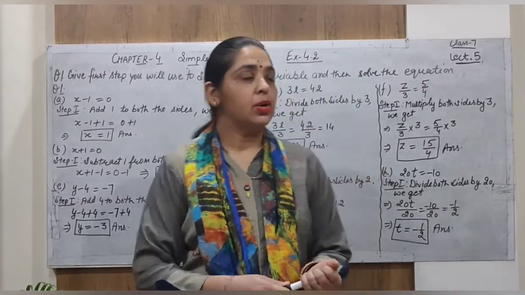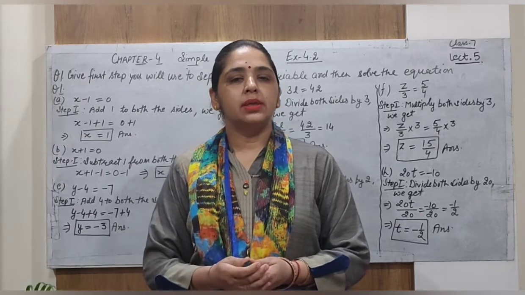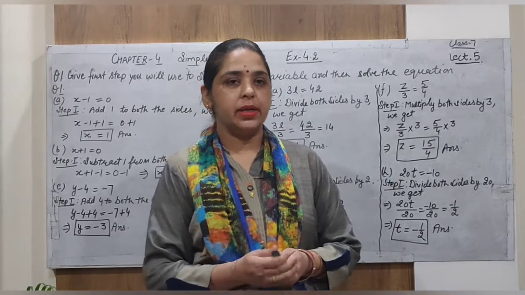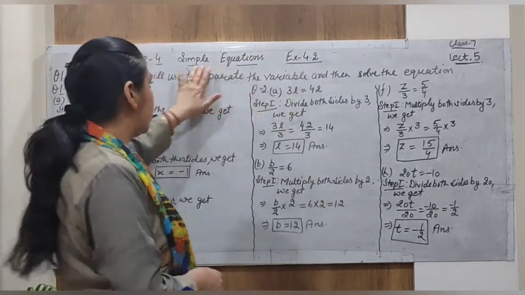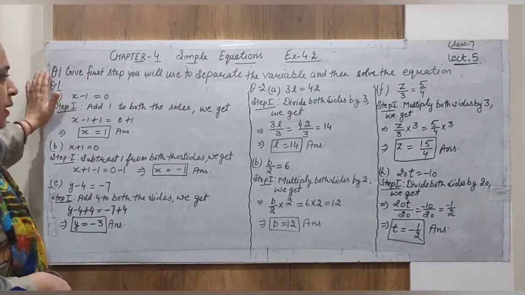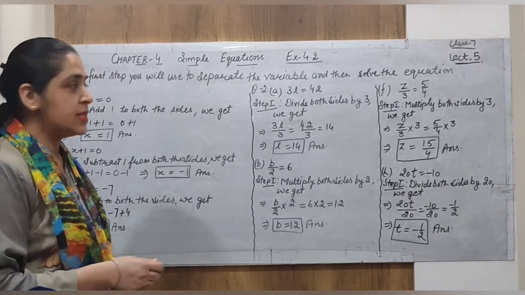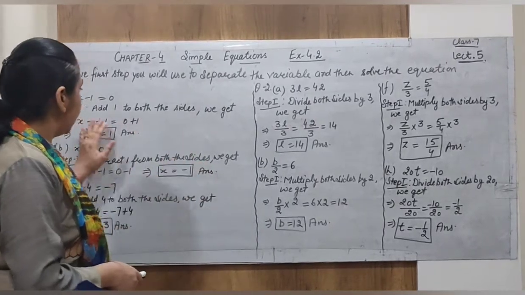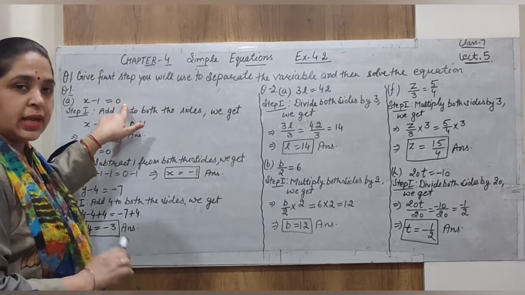Hello students, I hope all of you understand exercise 4.1, which is related to the variable and the simple equations. Alright, now let us start the next exercise, exercise 4.2 of simple equations. The first question of this exercise is based upon the balanced equation. As I give you the definition of a balanced equation: when there is an equal sign given, the left hand side is equal to the right hand side.